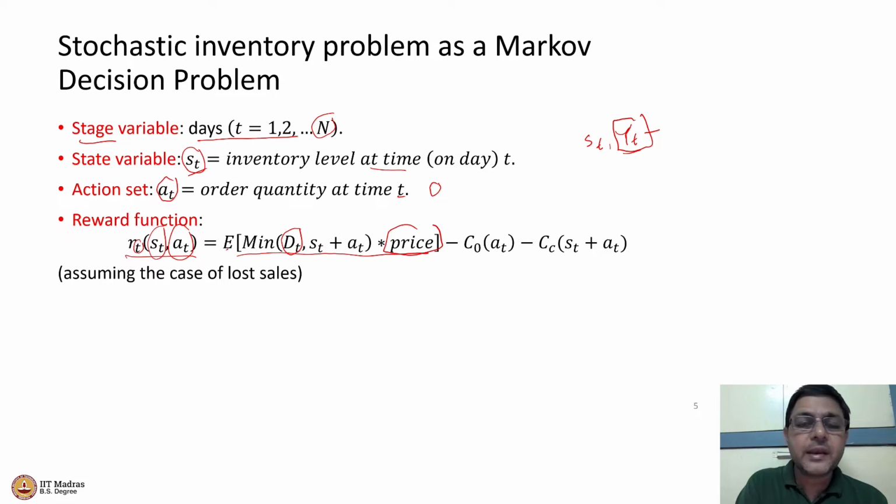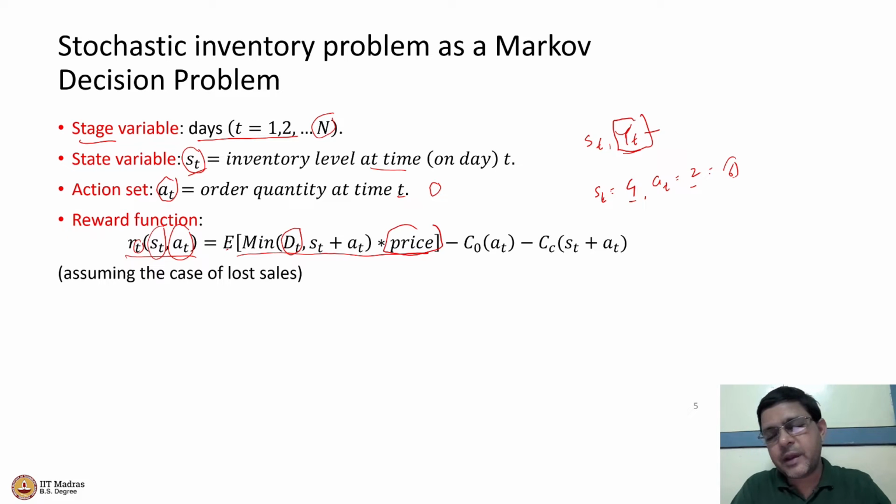Here, how much will I be able to sell? I will be able to sell the minimum of d_t or s_t plus a_t, right? Remember, I can sell only what I can have. I cannot sell more than what I have. So let us say I carried an inventory s_t of 4, and I decided to order 2 more. So the total inventory at hand is 4 plus 2, so I can only sell 6 units. As long as demand is less than 6, I'll be able to satisfy all my customers. However, if the demand is more than 6, I can only sell 6 units, and therefore it is the minimum of d_t and s_t plus a_t, right? So this is the revenue part.